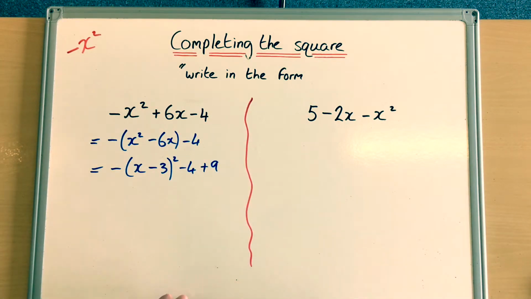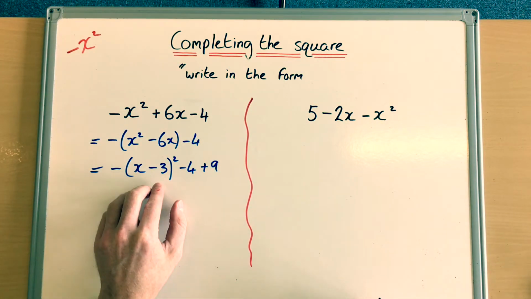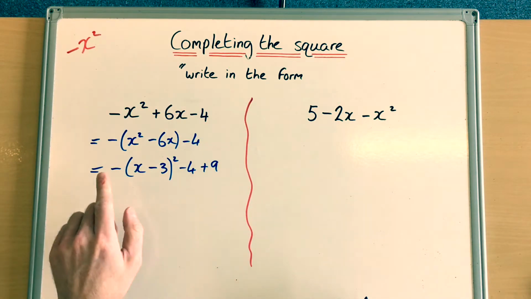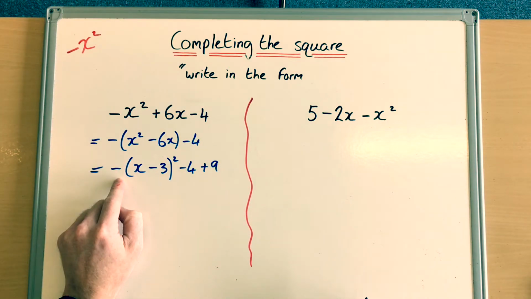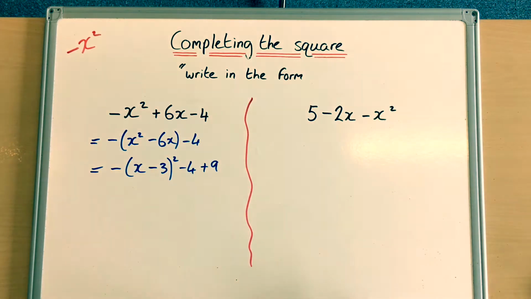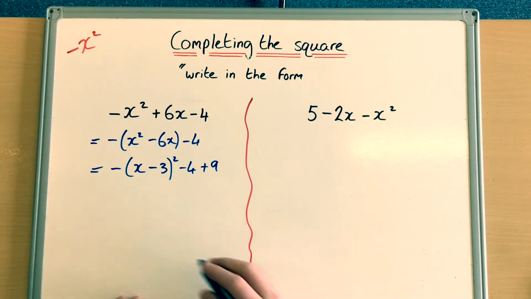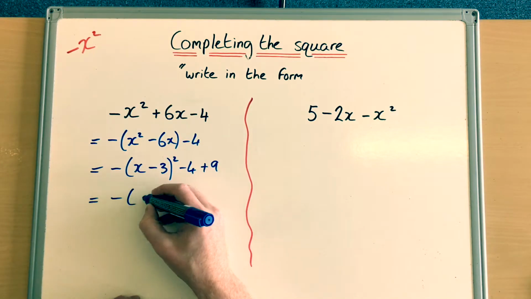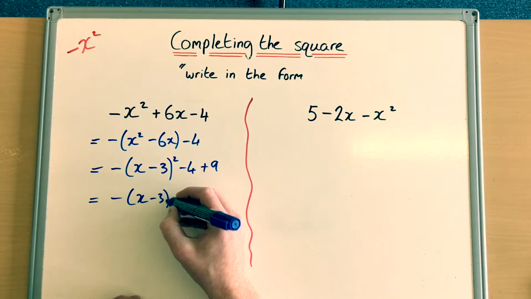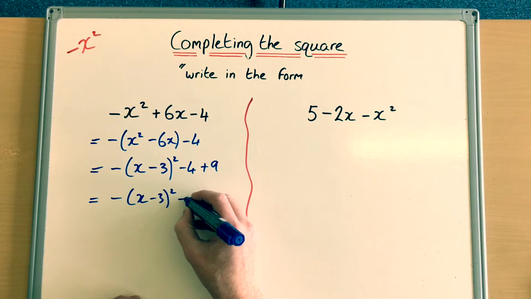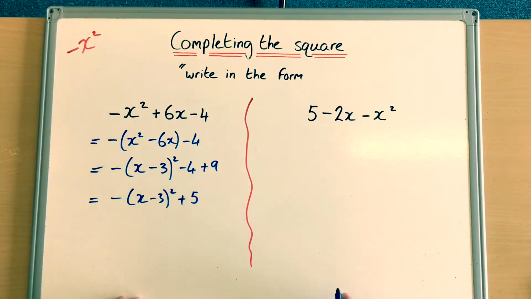Now, the other way of thinking about that is that with completing the square, you are always going to take away unless you've got a minus in front of a bracket. So sometimes that's easy to think of. Always take away unless you've got a minus, in which case you add. So that gives us minus x minus 3 squared plus 5. Okay, and that's fine. That's a perfectly good answer.